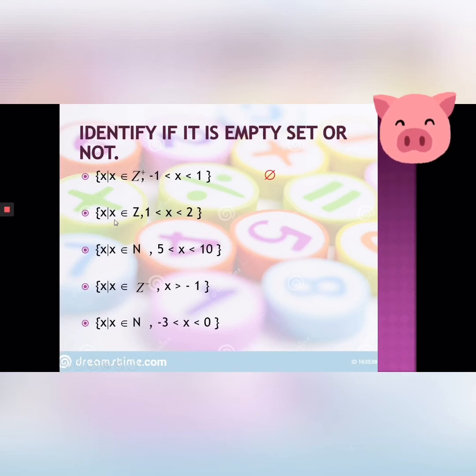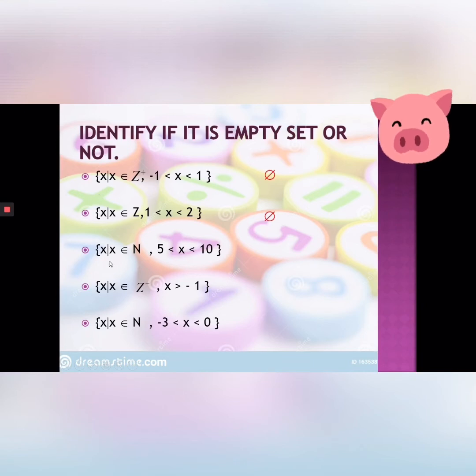Okay, number 2 example: x such that x is an element of Z, the same notation, that will be integers. So x is greater than 1 and x is less than 2. In this example, there is no integer that is greater than 1 and less than 2. So this is also an example of an empty set.